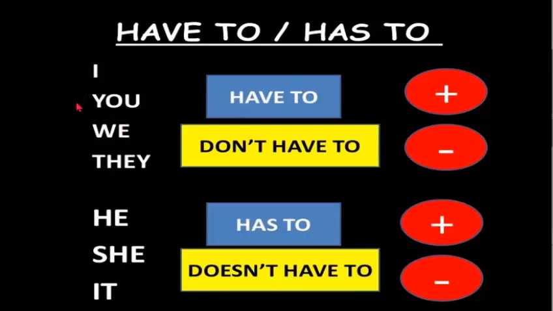Have to comes with I have to, you have to work hard, we have to work hard, they have to. But if we talk about a singular subject like he, she, or it, here we have to use has to. He has to, she has to, it has to. Both has to and have to are followed by the verb infinitive, I mean the verb without any additions. The negatives of have to and has to are don't have to and doesn't have to. They are very important. Be careful when we use have to and has to.